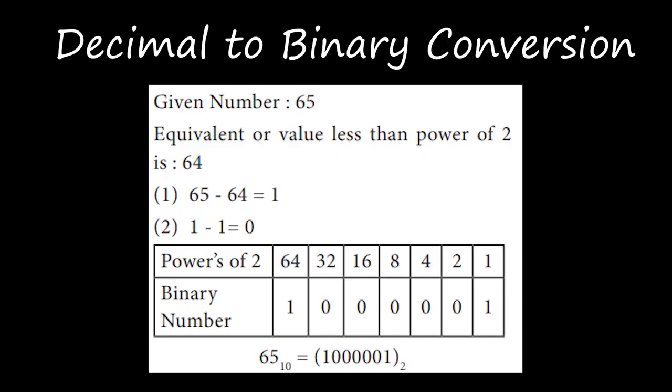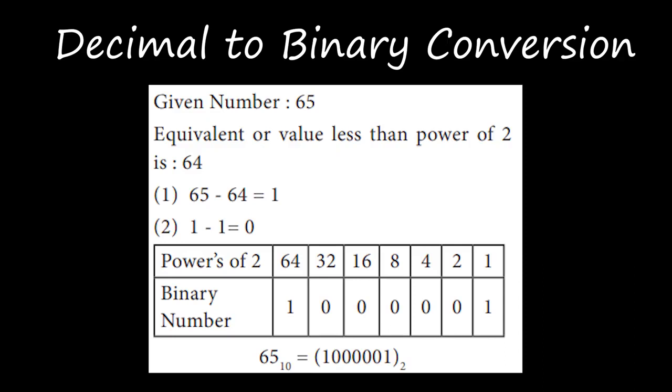That is, our number is 65, right? So we are going to subtract 64 from the original number. What is the number? 65, right? From that number. And then 32 is greater than the remaining total, so set 32's bit to 0. And then 16. 16 is greater than the remaining total, so set the 16's bit to 0.